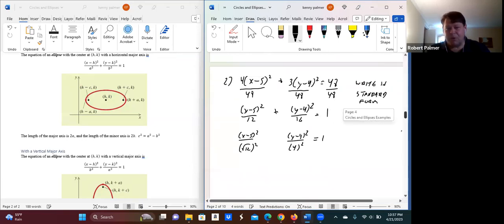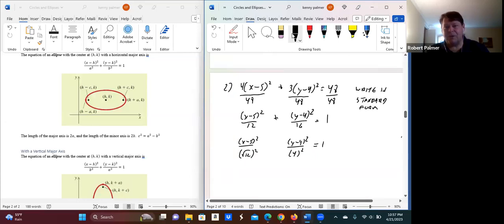I just realized, though, this one's going to be another one with a vertical axis. So actually, let me switch these numbers. Make this one 3, make this one 4, because I want to do one with a horizontal axis. Okay. So now this time, 3 over 48 is going to be 16. This one is going to be 12. And so once again, 16 is 4 squared, and this is the square root of 12 squared.